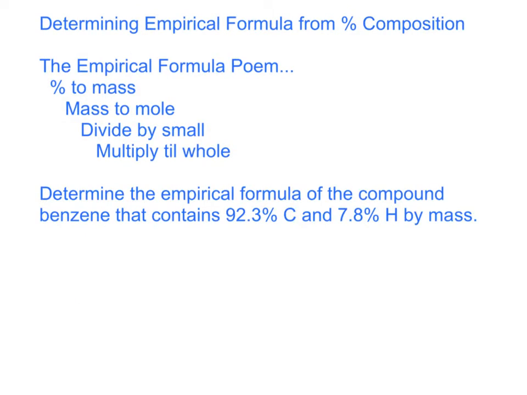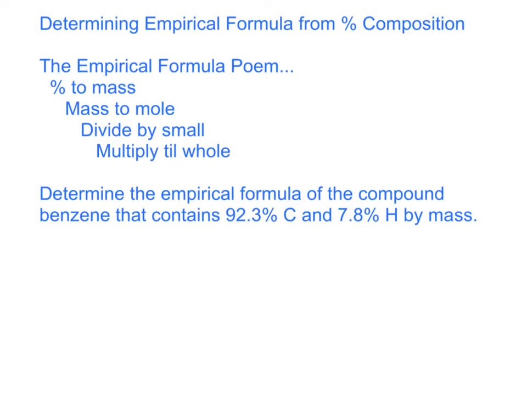Okay. So there are a number of approaches for determining the empirical formula from mass data or from percent composition. We like this approach because it has a little poem that goes with it, which lets you keep the steps straight. The poem goes like this: percent to mass, mass to mole, divide by small, multiply till whole. So those are the 4 steps in this problem-solving process, and we're going to give you an example problem and take you through those 4 steps.